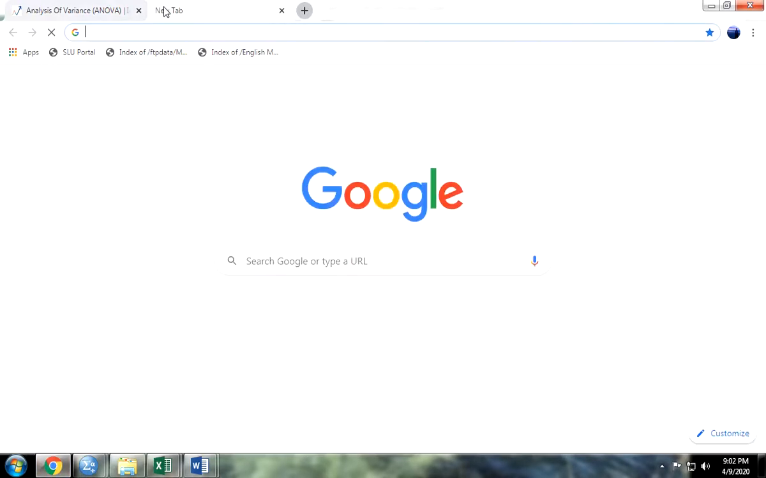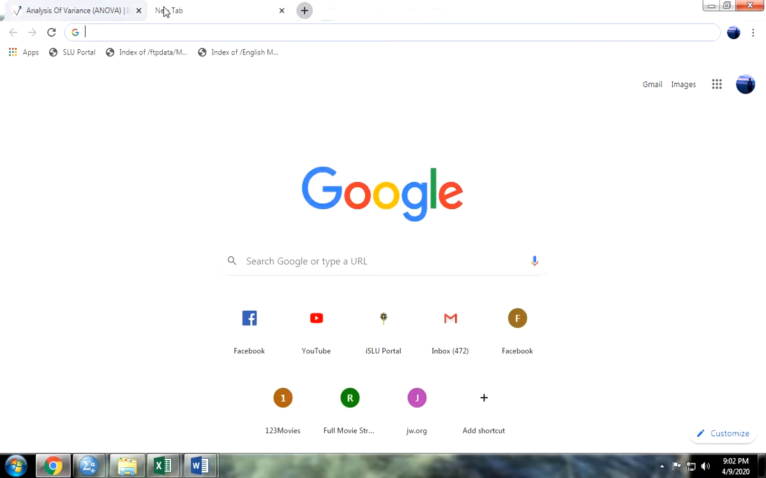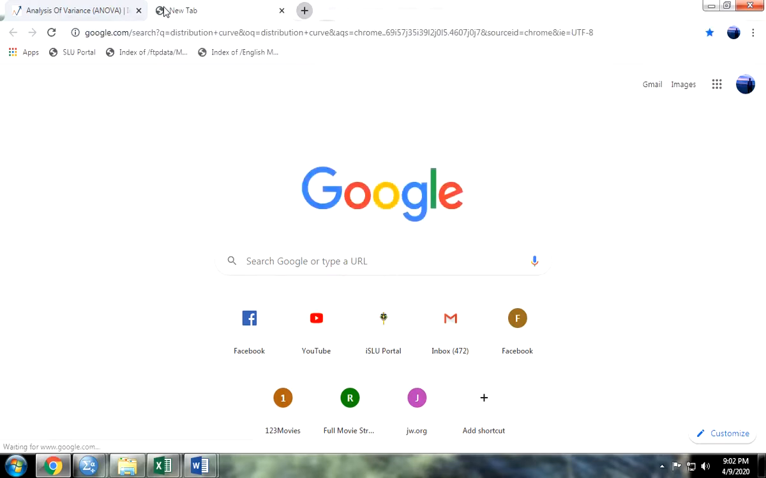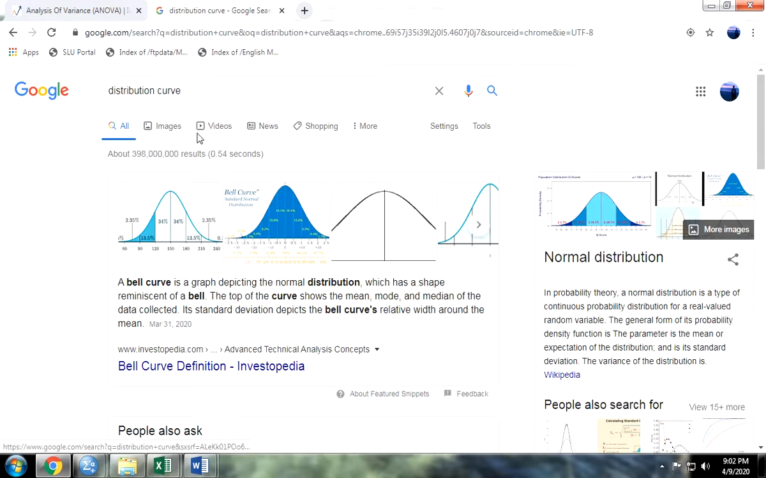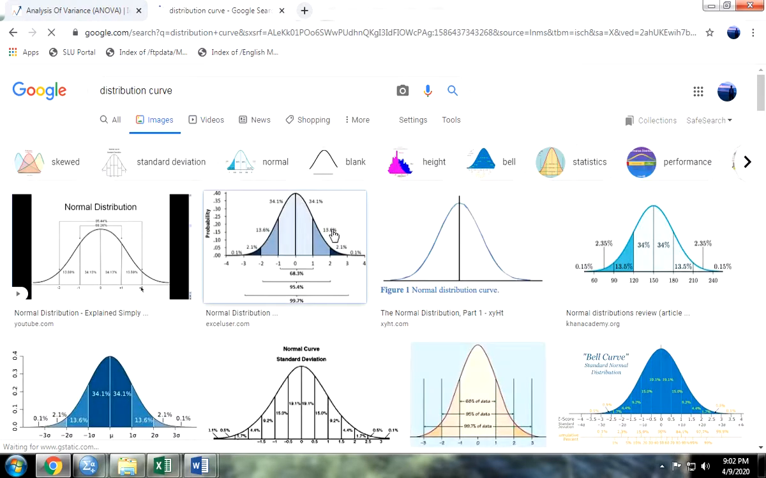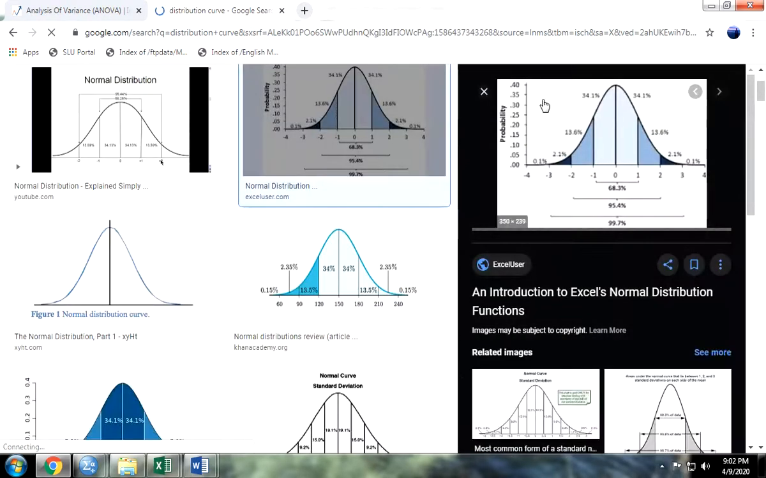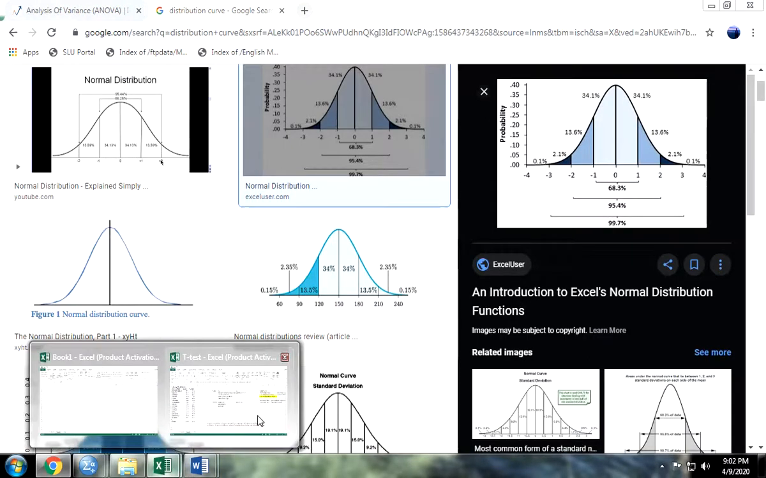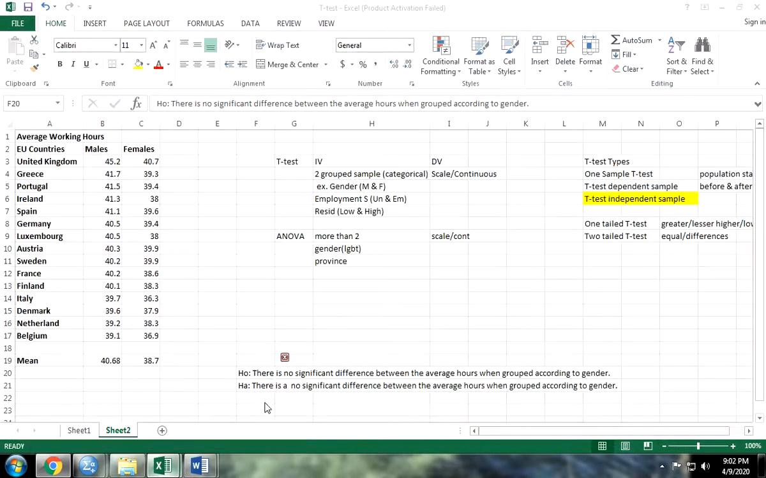It's nice if we have a distribution curve. Let's just search for it. Okay, a distribution curve. Let's look for a two-tailed one. Let's just imagine, okay? So here is the rejection region. For the null hypothesis, there's no significant difference.